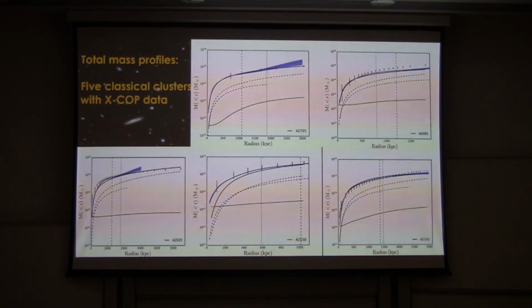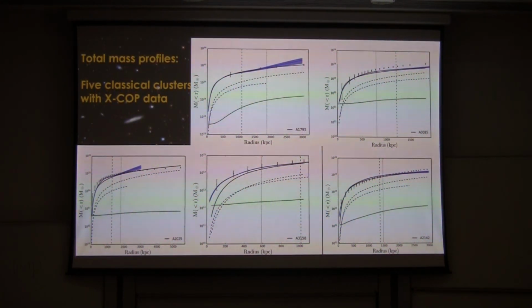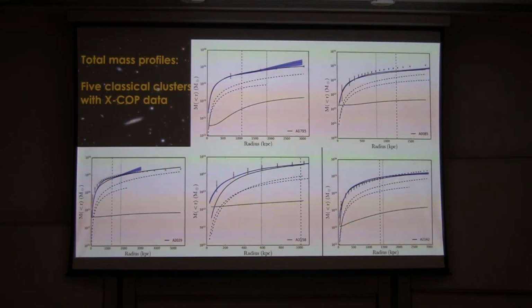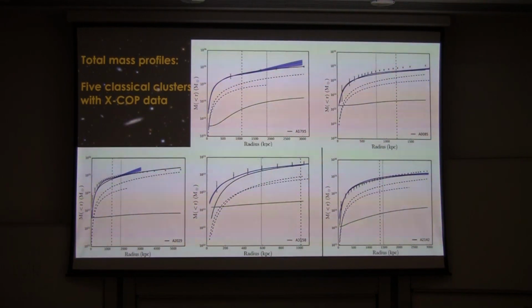So you see, we have good consistency for some clusters, but not for others. Our results are systematically higher than the results, especially for these clusters. And also here, the dashed lines are R500. The green curve is the stellar mass distribution. I will get back to how they are derived. And this is the extrapolation from the gamma functions, but they are less trustworthy.